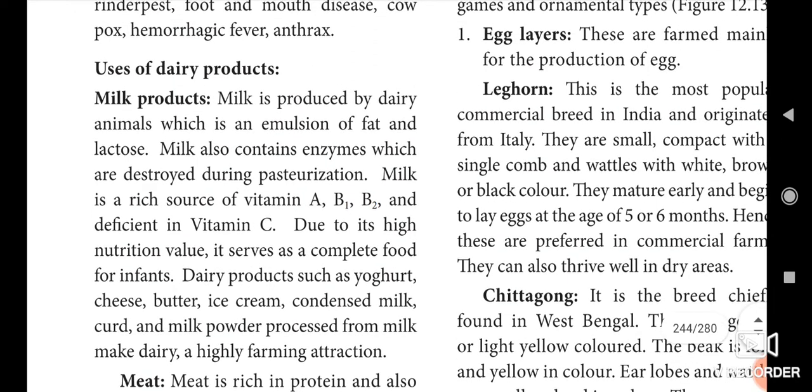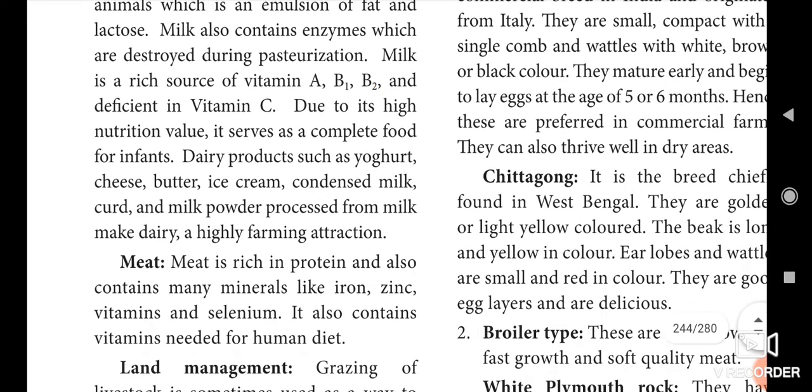Next, today we see about the uses of dairy product. First, milk product. Milk is produced by the dairy animal, which is an emulsion of fat and lactose. Milk also contains enzymes which are destroyed during pasteurization. Milk is a rich source of vitamin A, B1, B2 and deficient in vitamin C. Due to its high nutritional value, it serves as a complete food for infants. Dairy products such as yogurt, cheese, butter, ice cream, condensed milk, curd and milk powder processed from milk make dairy a highly attractive industry. So these are the uses of milk product.